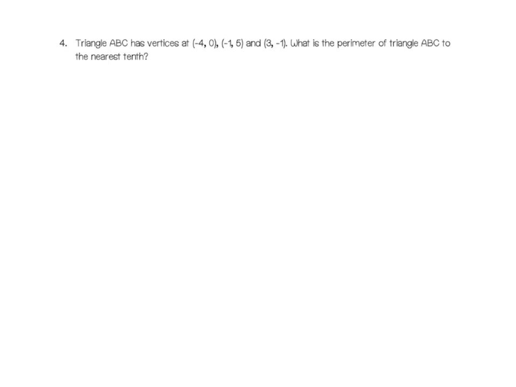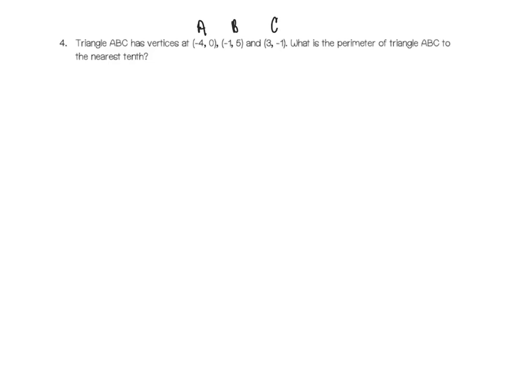Question 4 says triangle ABC has vertices at (-4, 0), (-1, 5), and (3, -1). What is the perimeter of triangle ABC to the nearest tenth? I'm going to label my points so I have A, B, and C.